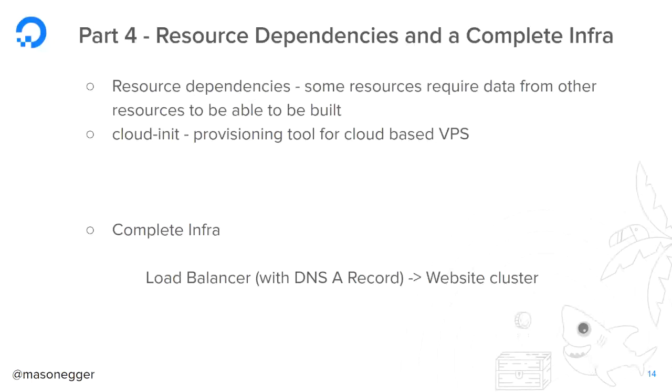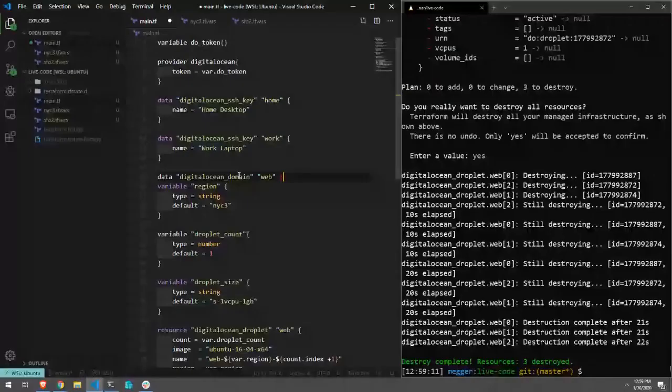So, and this is also a great place for us to put our domain name and be able to access it programmatically from within inside of our resources. So we're going to go ahead and do another data source, data DigitalOcean_domain. And then we're going to just call it web.